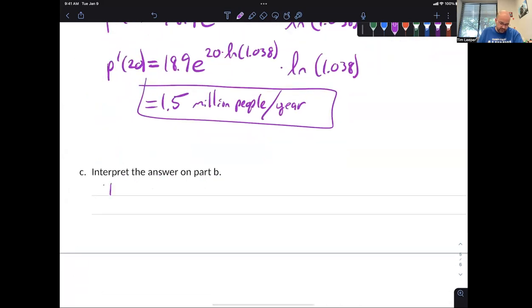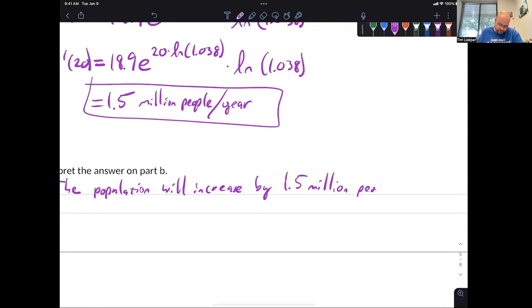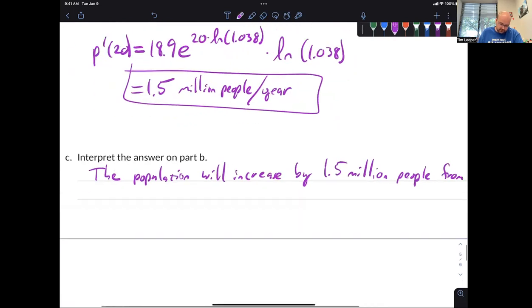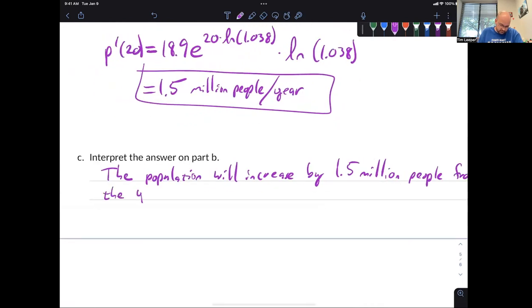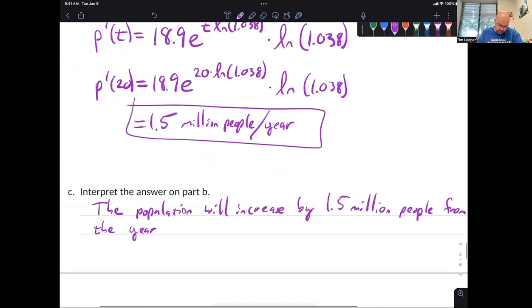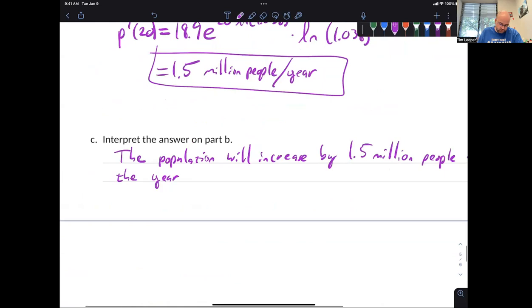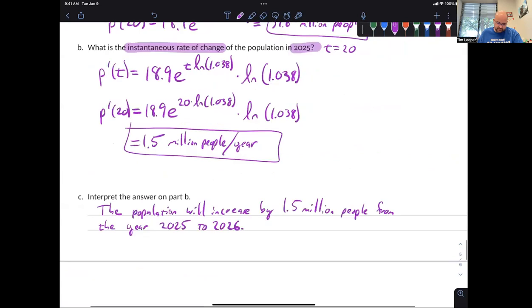So it says that the population will increase by about 1.5 million people from the year, what year are we talking about? 2025, from the year 2025 to the year 2026. That's really what that's saying.